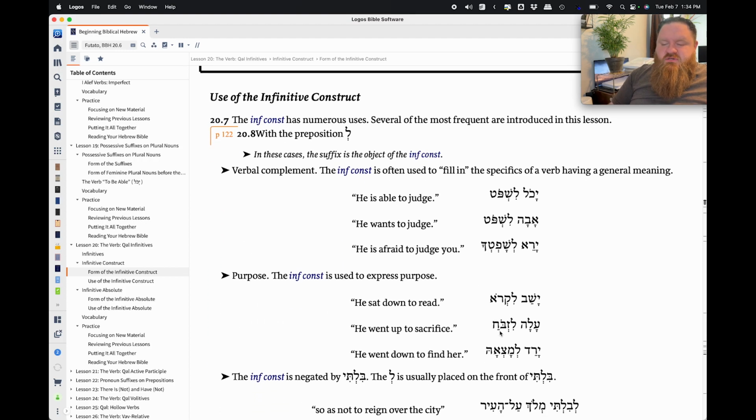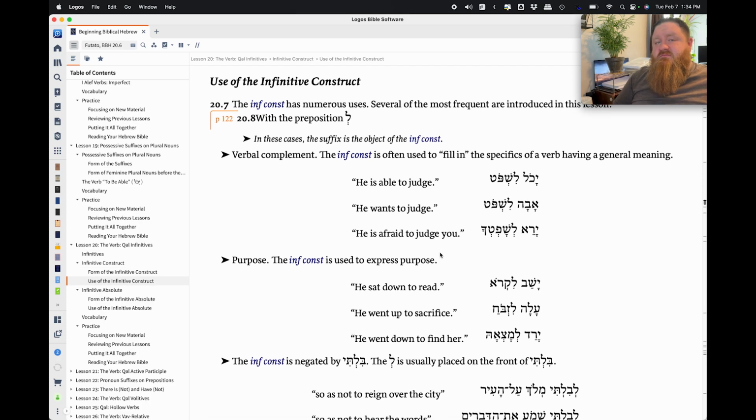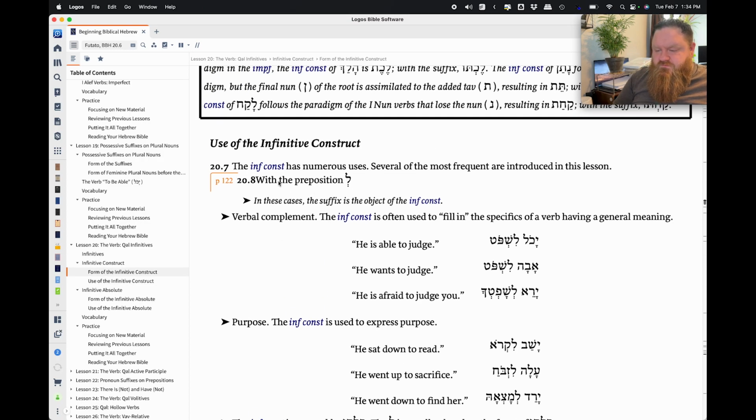All right, this section here just shows you some different ways that the infinitive construct gets used in Hebrew. Some of these are similar to English, some of them aren't, so just be aware of these. They will often be related to prepositions. So here, when it has the lamed preposition, it can function as a verbal complement. So a verb like yakol, to be able, well, you usually think to be able to do something. That's called a verbal complement. It's complementing the verb of able with judge, so he's able to judge.